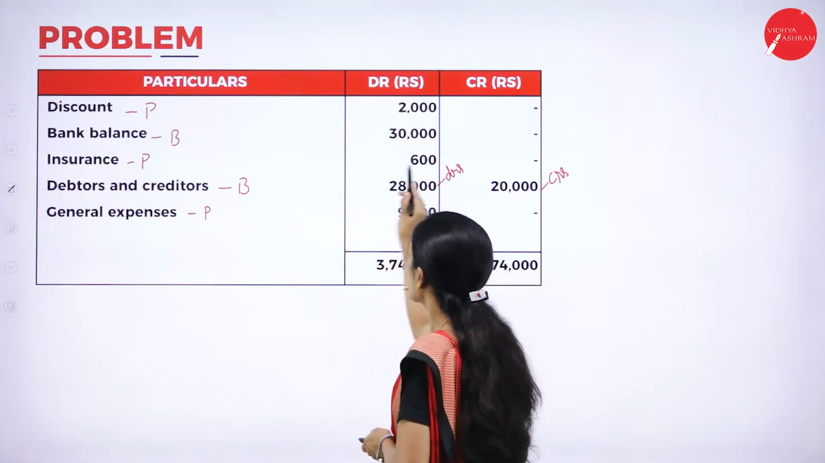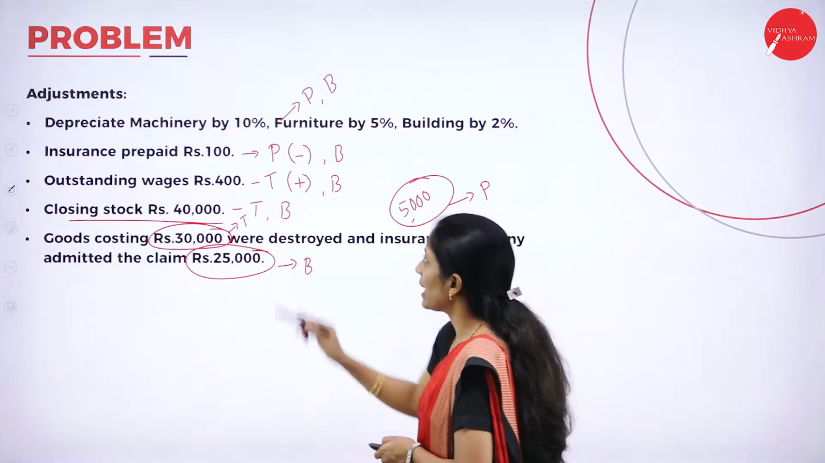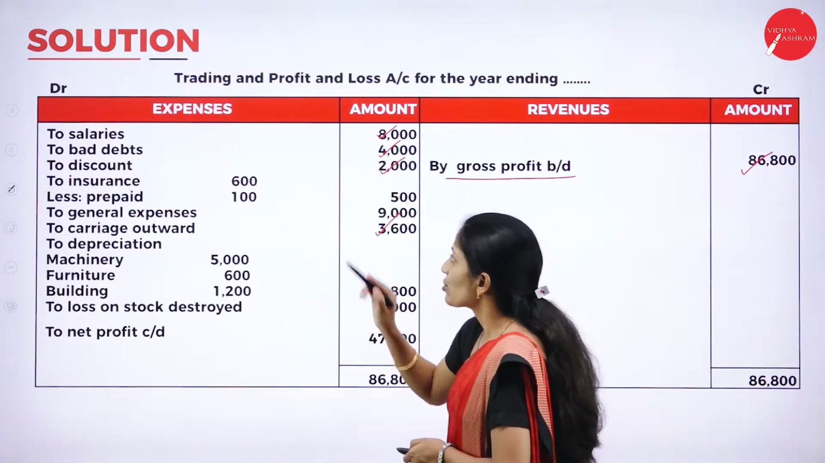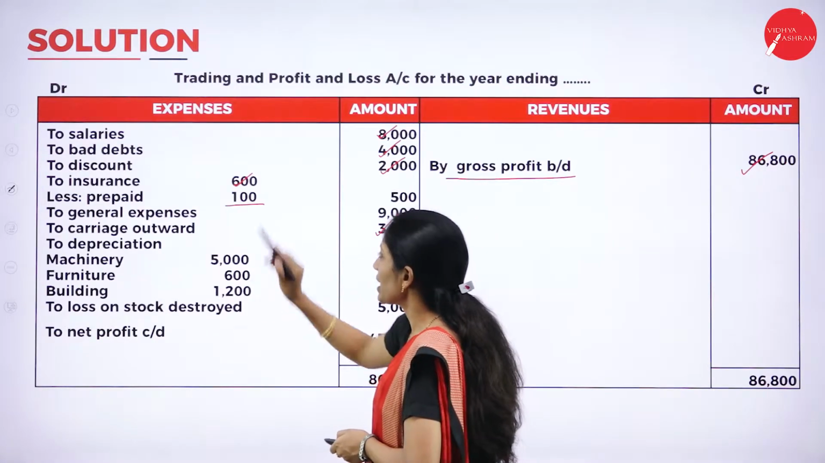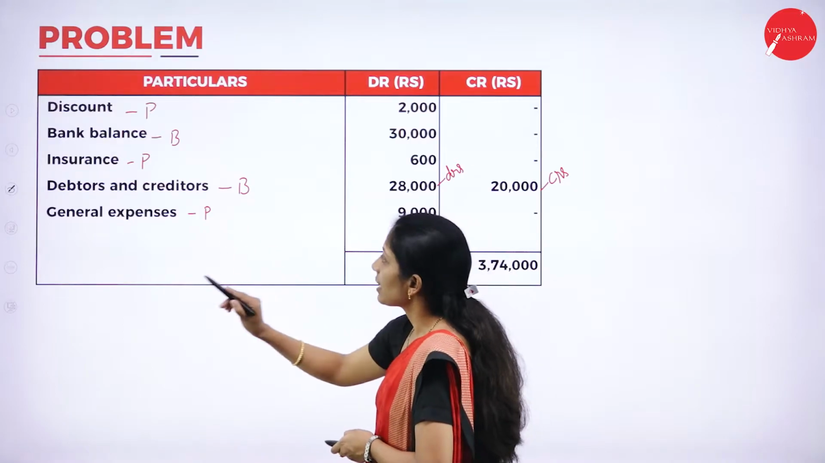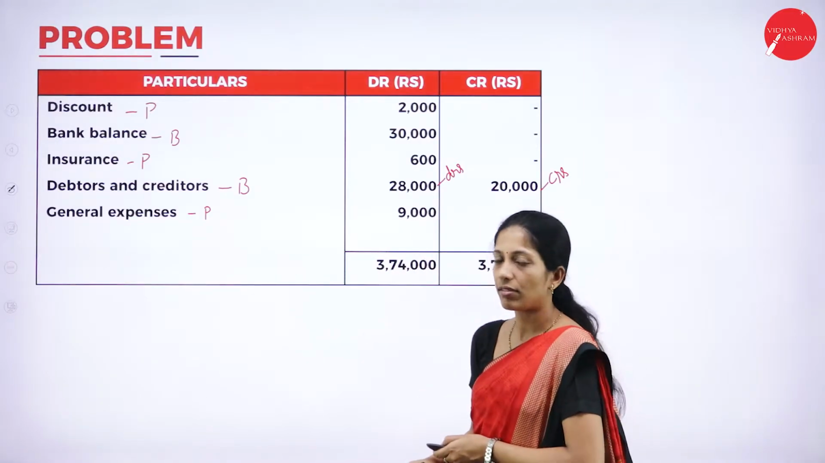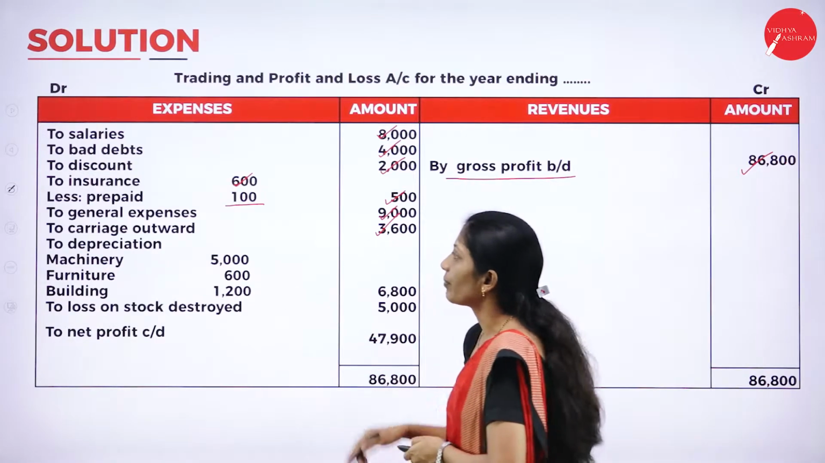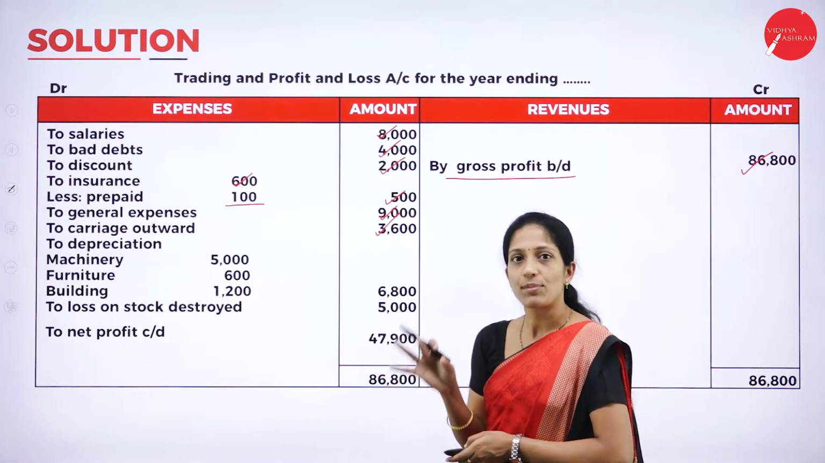Next one, insurance 600, but there is a prepaid. So minus that prepaid, 600 minus 100. So insurance 600 minus prepaid 100, you'll get 500. After insurance, general expenses 9,000. So record that general expenses 9,000. Next, we are done with all the items in the trial balance.